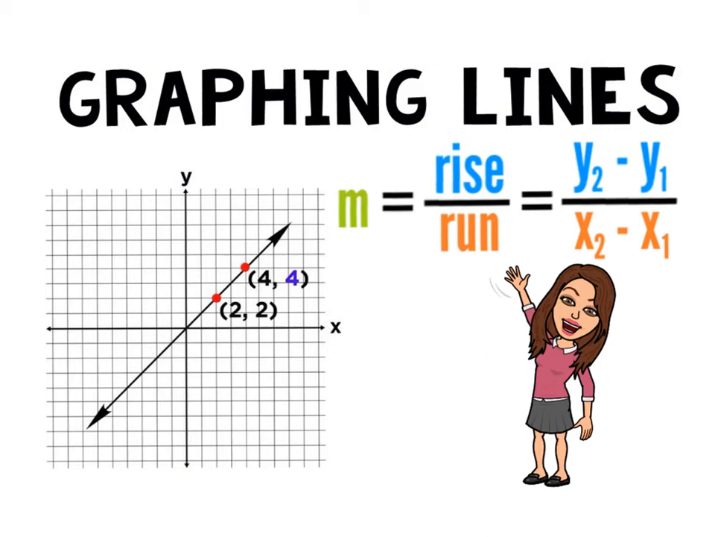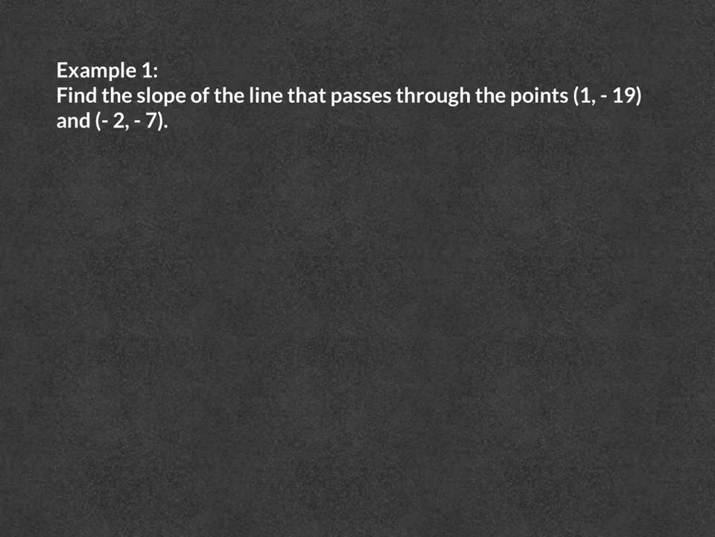In this video, you're going to learn how to graph lines. Example number 1. Find the slope of the line that passes through the points (1, -19) and (-2, -7).